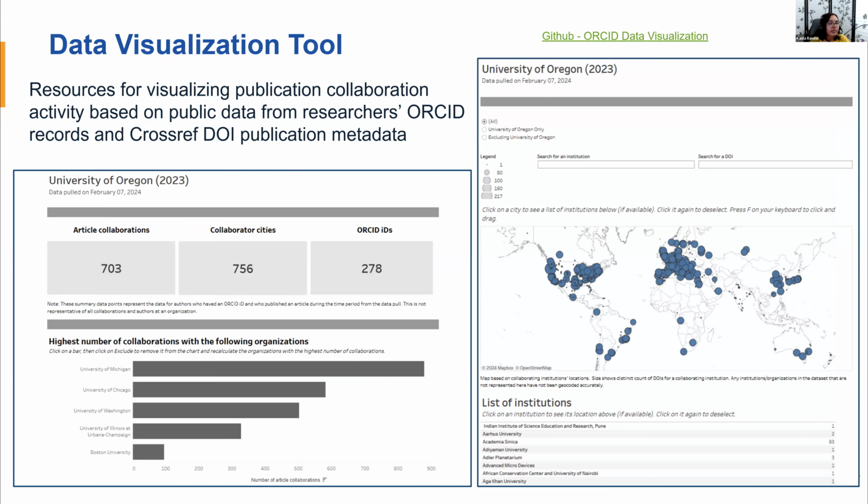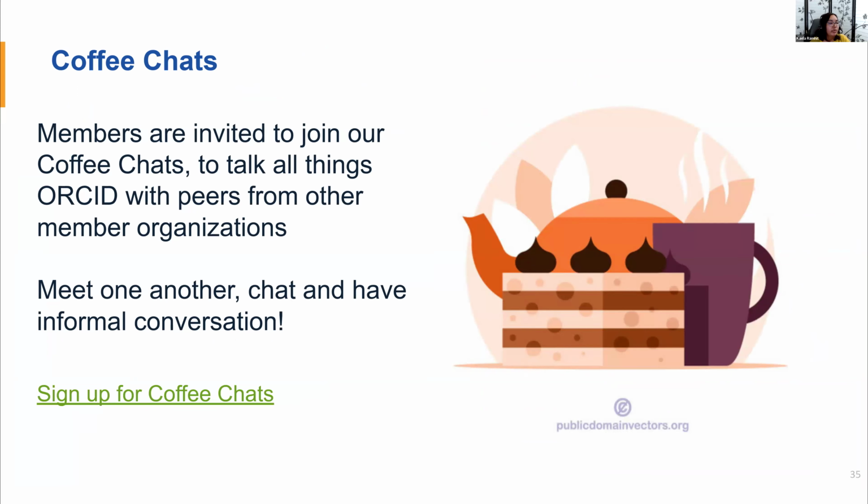We also have another tool, which is our data visualization tool. This resource allows an organization to visualize publication collaboration activity based on public data from researchers' ORCID records and Crossref DOI publication metadata. You'll see here that we have the script that pulls the collaboration data and visualizes it in Tableau, not only in charts, but also as an interactive map. There are still improvements that can be made to the script. We'd like to one day, for example, add the ability to search for DataCite DOIs, but we're working on that. Next slide.